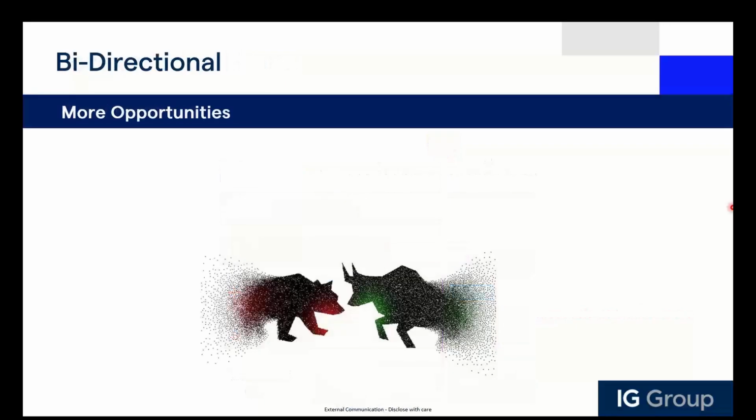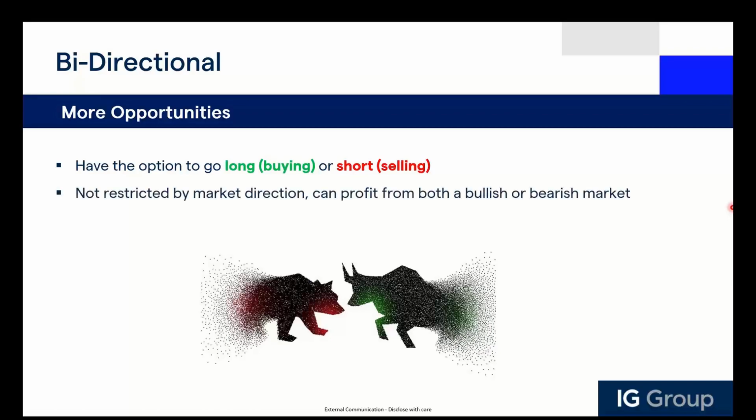Okay. So moving on, FX is also bi-directional. So what it essentially means is that there are more opportunities for traders to speculate this market, right? Because you have the option to actually go long or to speculate on a buy position. Or if you are bearish, then you can also sell the currency pair, or what it translates is to go short. Okay. So important thing is you are not restricted by market direction.